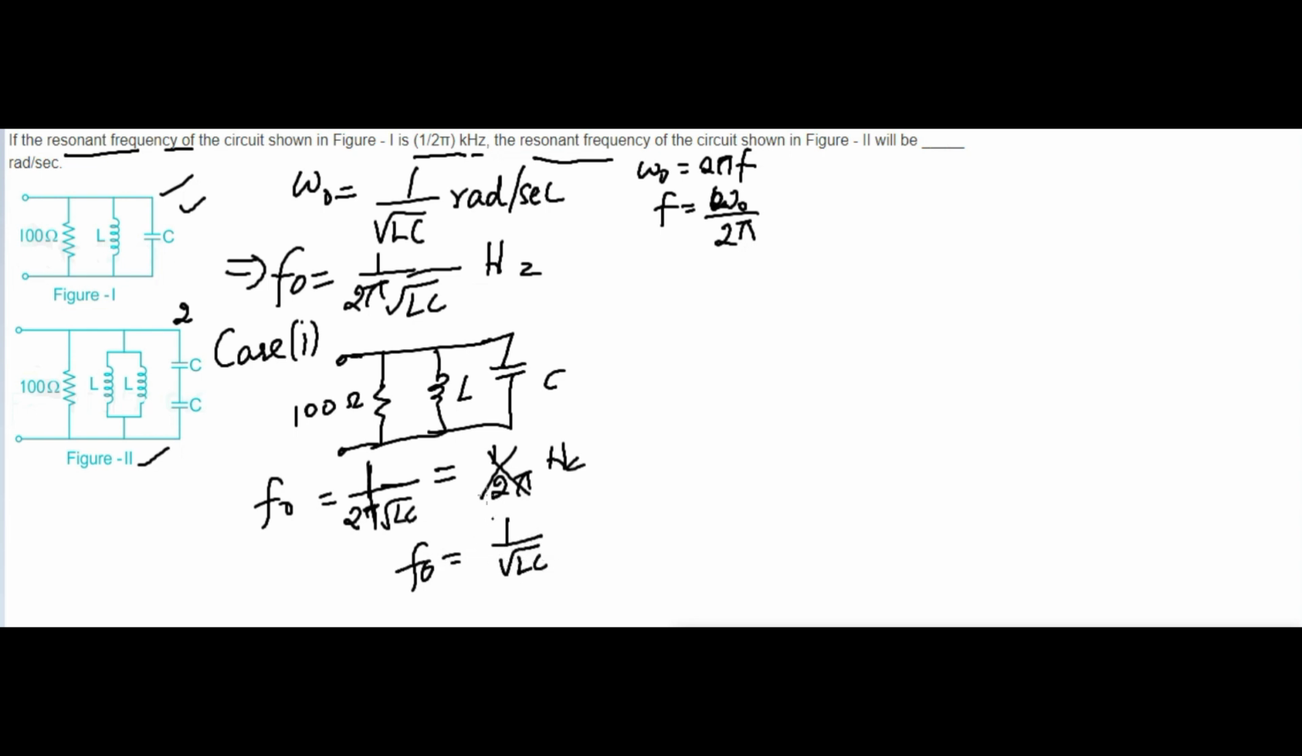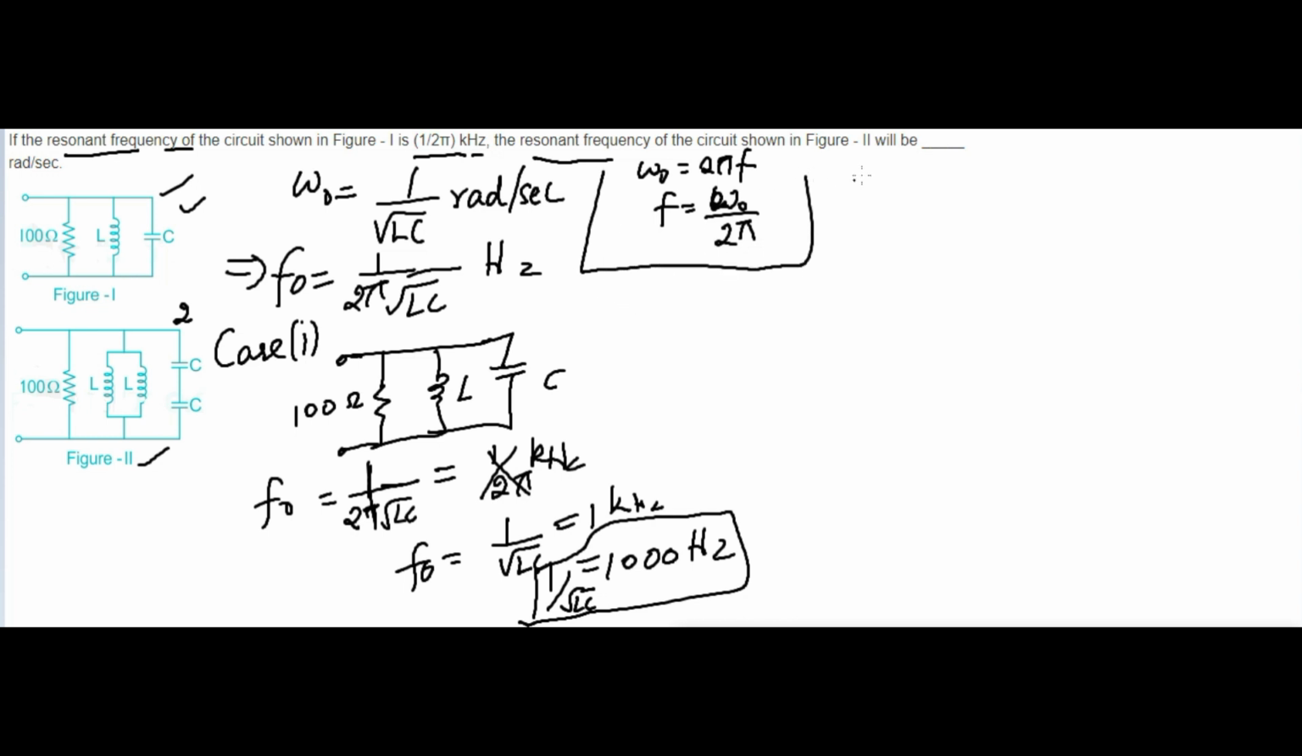That is 1 divided by root LC. This is in kilohertz, so it is equal to 1 kilohertz, which is also equal to 1000 hertz. So 1 by root LC is equal to 1000 hertz. That's right. Now we go for case number 2, so leave this aside.